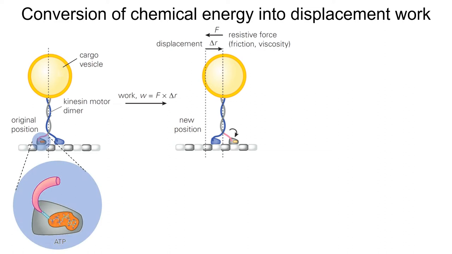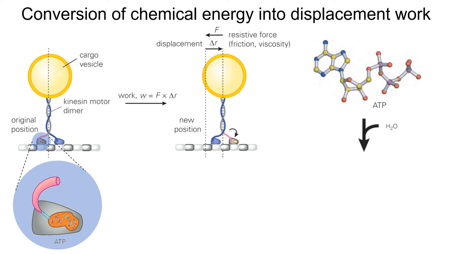Let's take a closer look at one of the feet of this kinesin motor dimer. And what you see is that in these feet, there are so-called ATP molecules, adenosine triphosphate. Here's the chemical formula of an ATP molecule. This molecule is like an energy carrier, a chemical energy carrier, or like a fuel that drives the movement of this kinesin motor protein. How does that work?